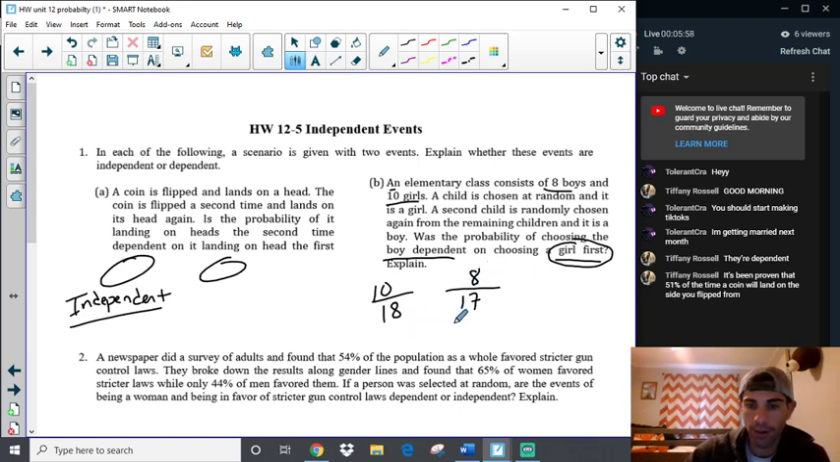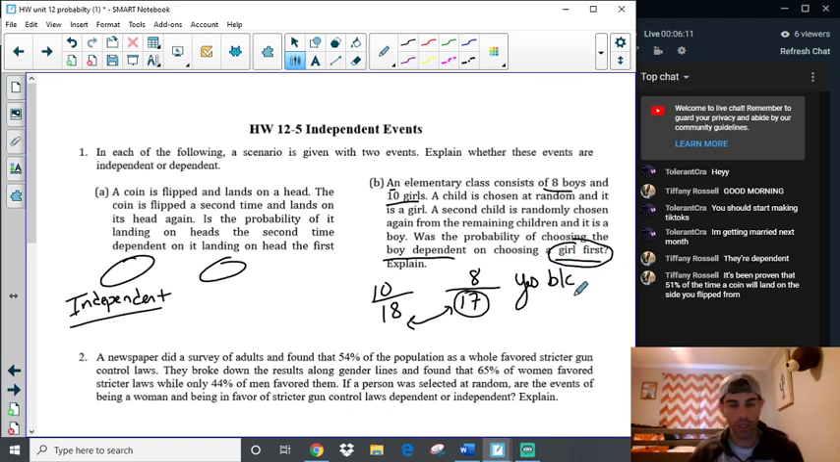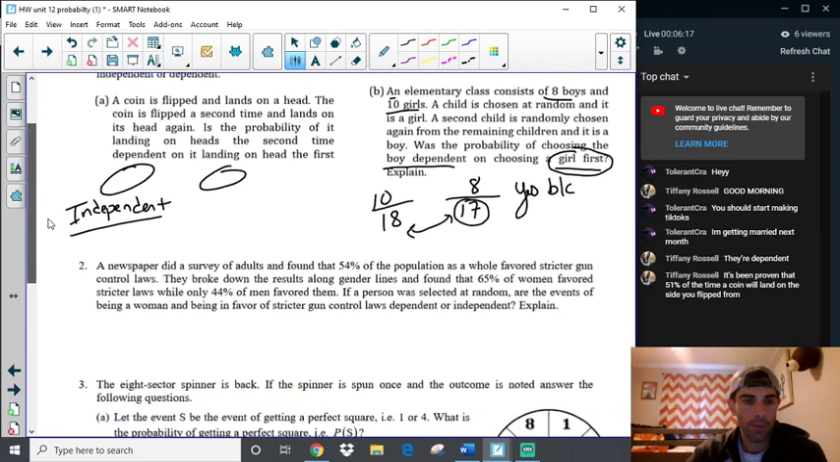So right there, these probabilities just change. The probability changed because our totals change. So it's yes, because choosing the girl changes our probability, or changes the total amount of students that we get to choose from. Okay.